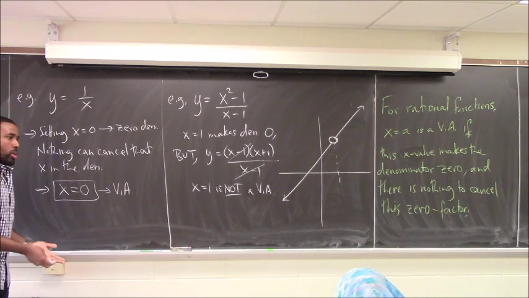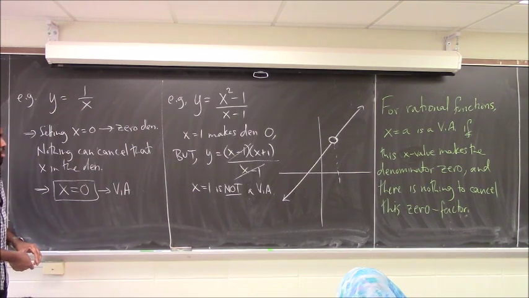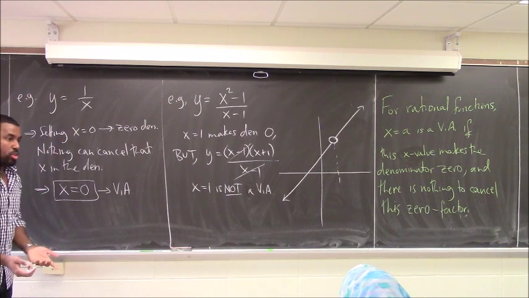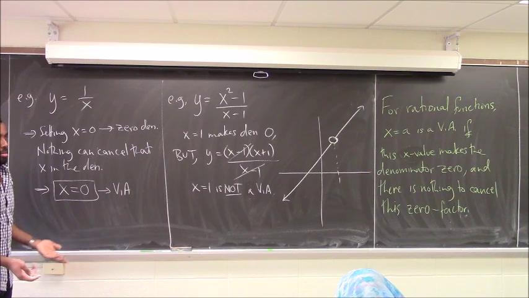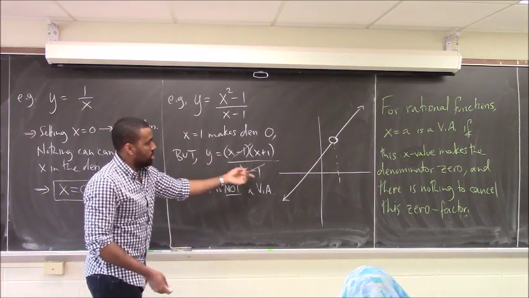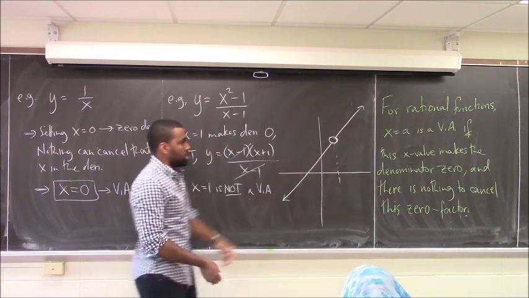So the quick way to figure out if a rational function has a vertical asymptote somewhere: find where the denominator is 0, make sure nothing in the numerator cancels that thing. And that's pretty much it. Okay? If that thing can be cancelled, it means that you have a hole, not an asymptote.